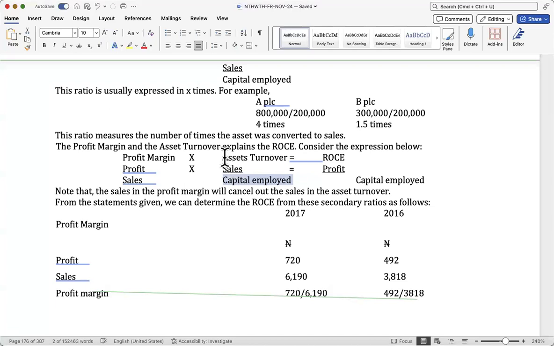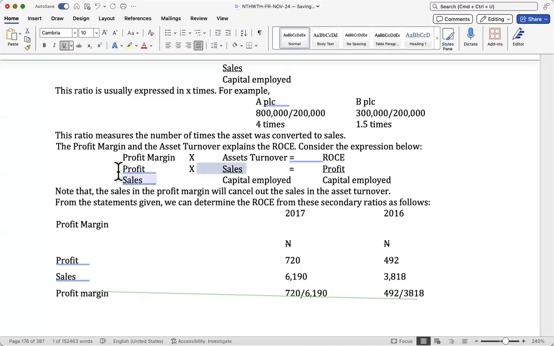Again, if you look at the formula for asset turnover, it is sales all upon capital employed. So usually in the exam, the capital employed you use in calculating ROCE, just use the same one here to calculate asset turnover. That's the easiest way for you in your exam. So you see that sales can cancel out sales.